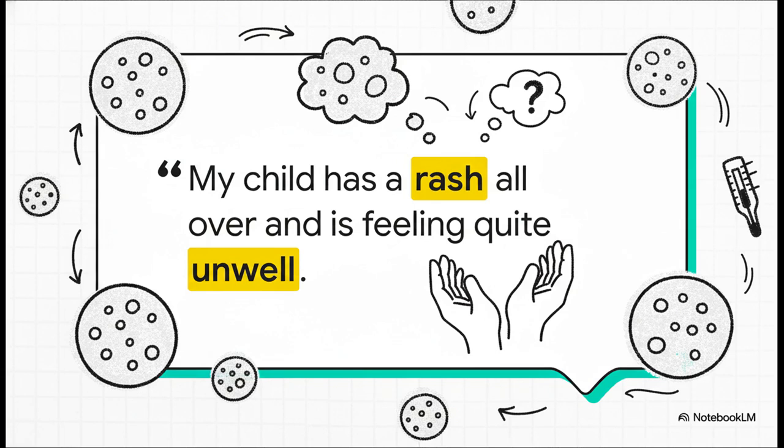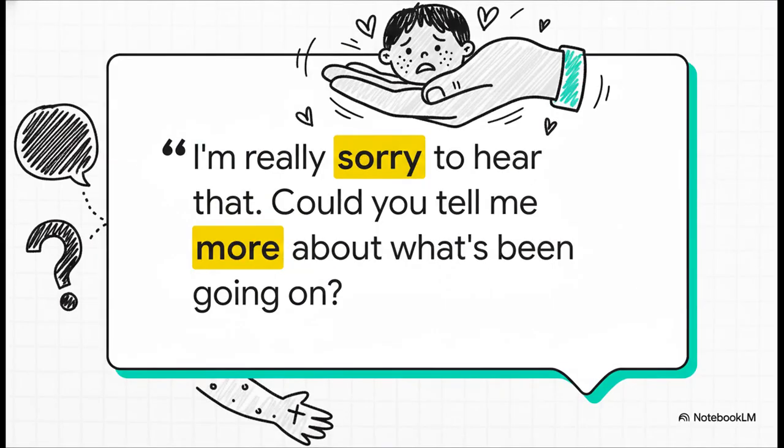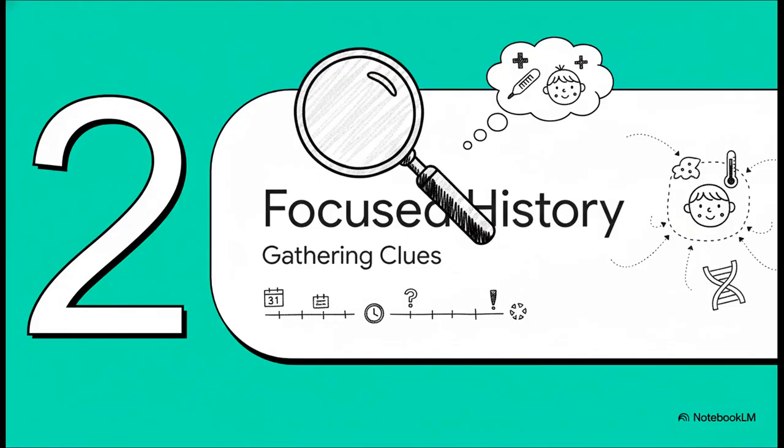Okay, so the parent is going to come in with their main concern, something pretty direct like this. And this is your cue to show empathy right from the start. A response like this is perfect. You're showing you care, and you're using a great open-ended question. This invites the parent to tell you the story in their own words, and it's a fantastic way to kick off your history-taking.